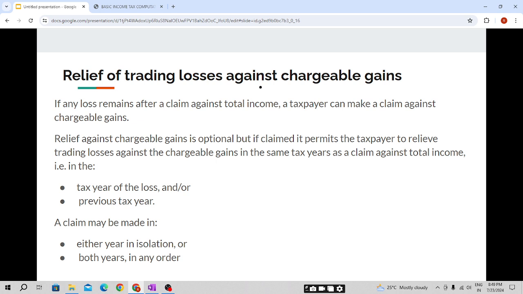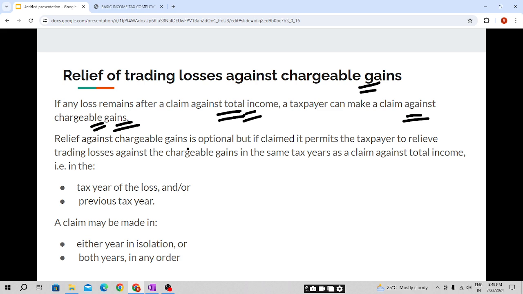Relief of trading losses against chargeable gains. If any loss remains after a claim against total income, that means after setting off the loss against the total income, and if further loss remains, a taxpayer can make a claim against chargeable gains.